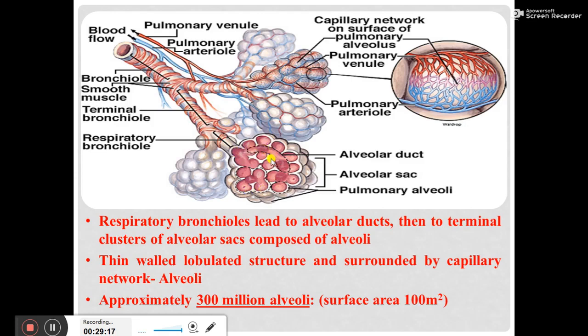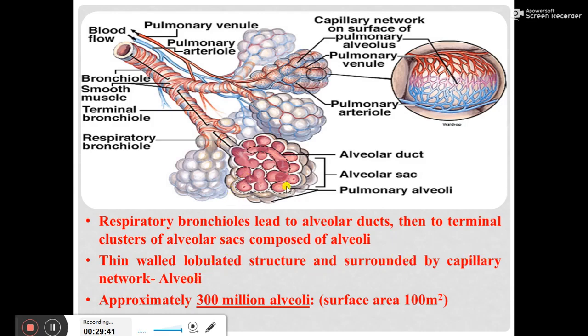See here, the ducts are present. Then to the terminal cluster of alveolar sacs. These are all the sacs composed of alveoli. Alveoli are grapes-like structures. So, what are alveoli? They are thin-walled lobulated structures and surrounded by a capillary network.